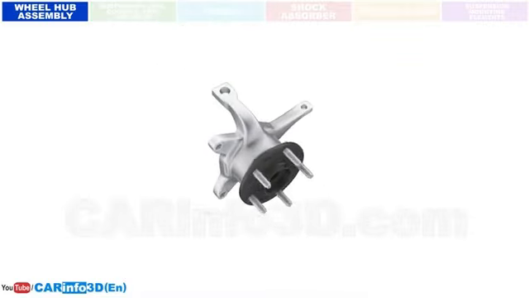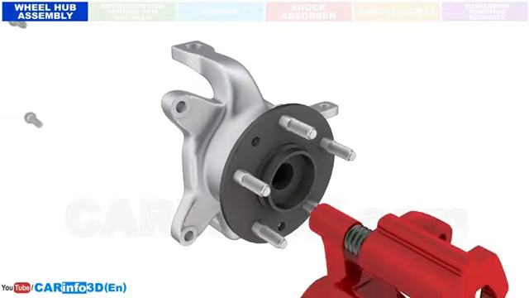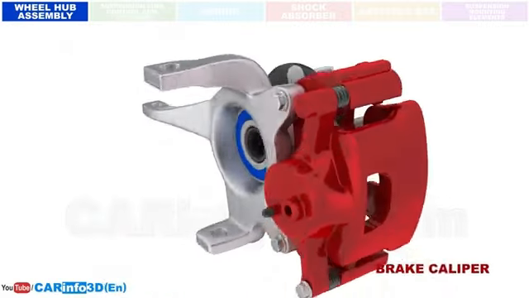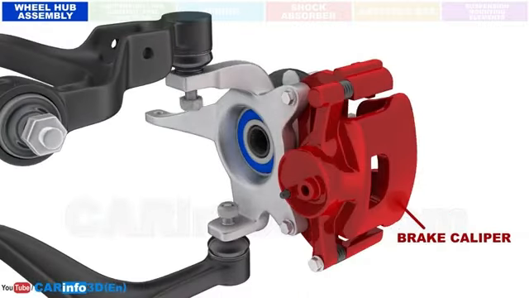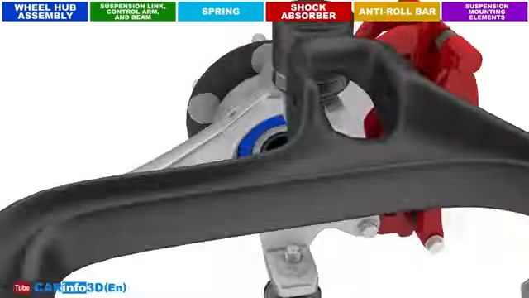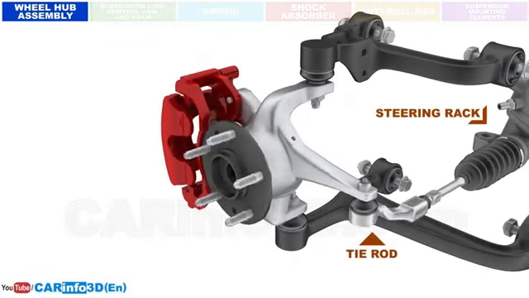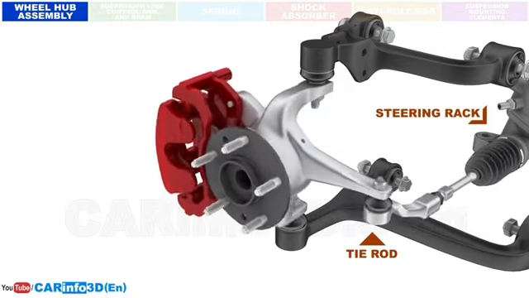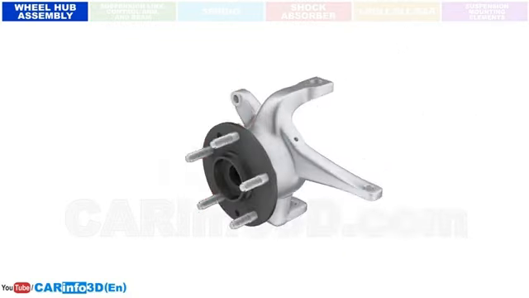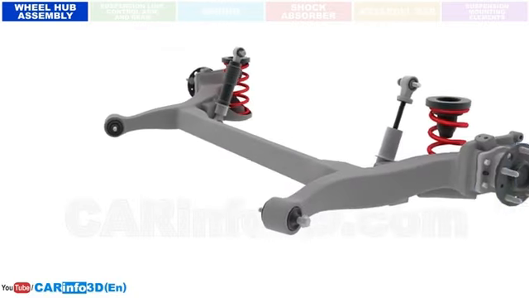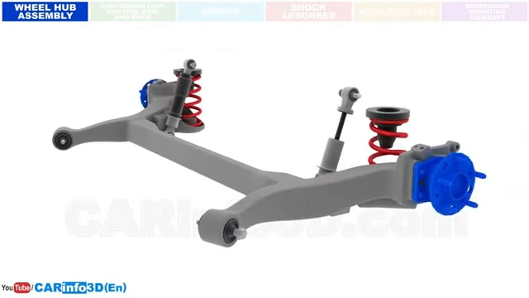The steering knuckle has fastening holes for various components, such as the brake caliper and control arms, as well as the tie rods that turn the steering knuckle. The rear suspension uses a rear knuckle. Sometimes the wheel hub and the hub bearing are mounted directly on the beam.